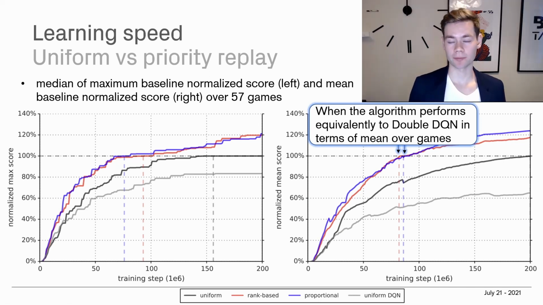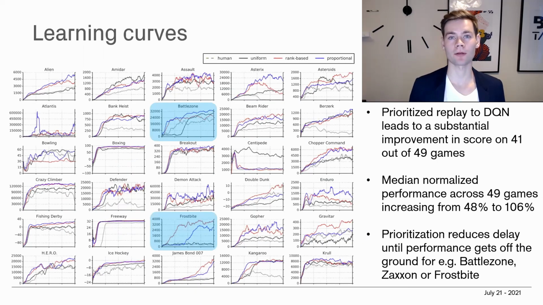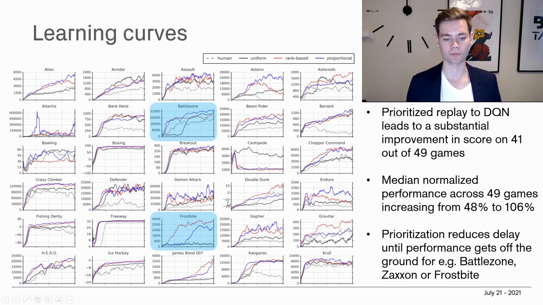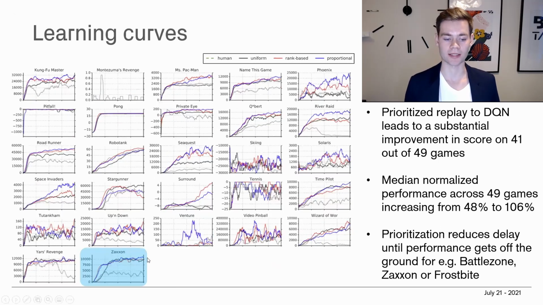Now that we've looked at some of the learning speeds for this algorithm, we're going to look at the individual learning curves as well. So we can see those outlined here. And specifically in 41 out of 49 games, we see a significant improvement using these two prioritization schemes for the replay buffer. We have a median normalized performance across these 49 games, increasing from 48% to 106%. So that is quite a significant increase. Moreover, we have 3 games that are marked out here. So Battlezone, Frostbite, and on the next slide here, Zaxxon.